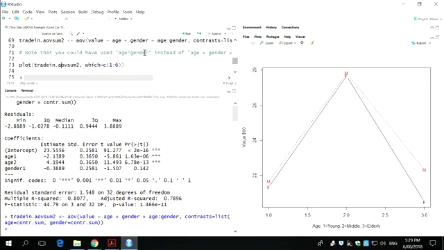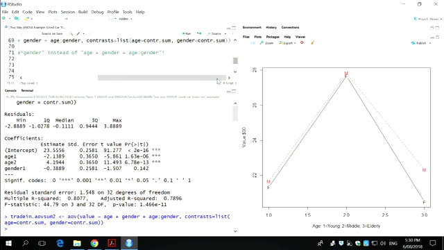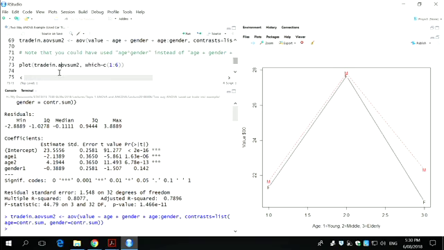Notice I could have used age star gender instead of age plus gender plus age gender. I just wrote it out in full. That's a very handy shorthand for later on.